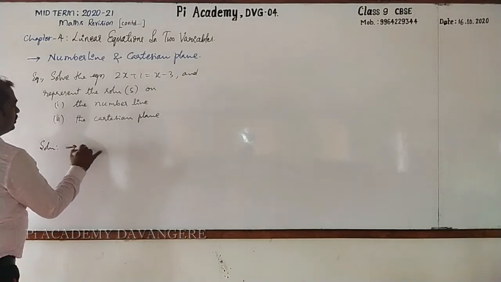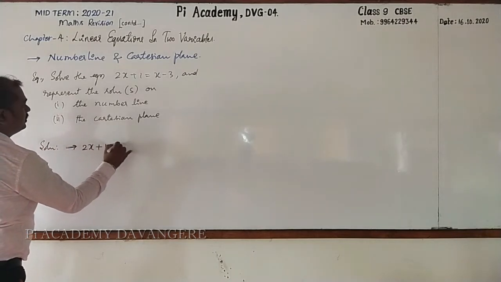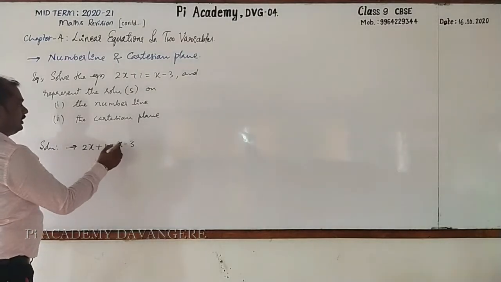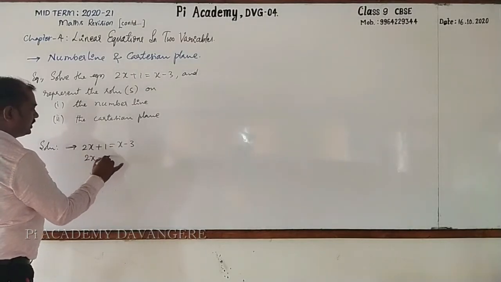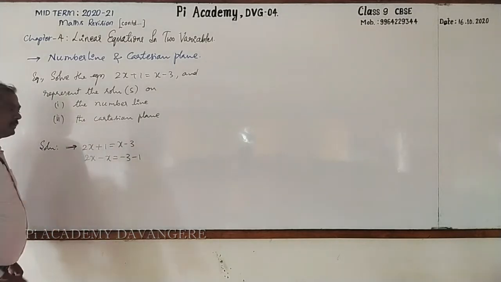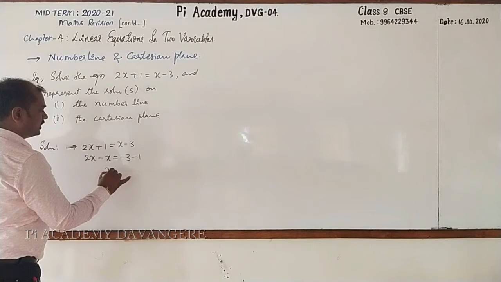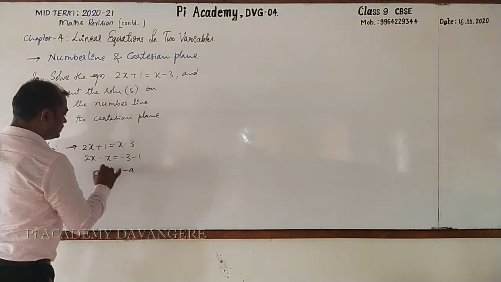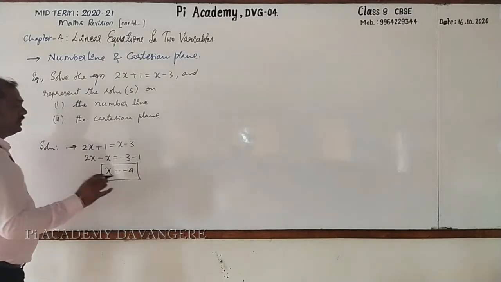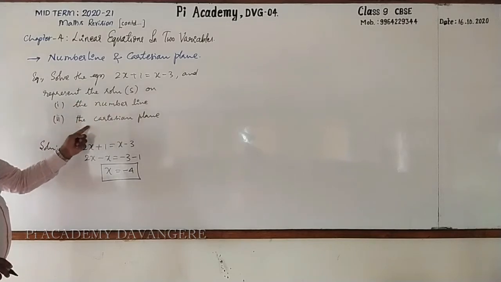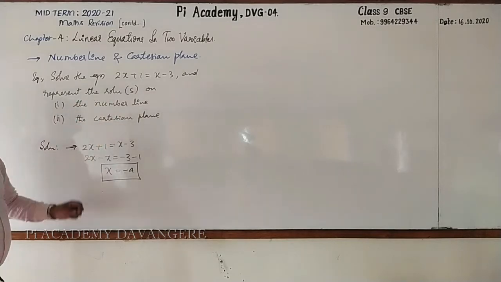It is 2x plus 1 equal to x minus 3. Then transfer x to the left hand side. It becomes minus x. 1 to the right hand side. It becomes minus 1. What is 2x minus x? It is 1x. Minus 3 minus 1, this is minus 4. X equal to minus 4. Next, we have to represent this solution on the number line as well as on the Cartesian plane.